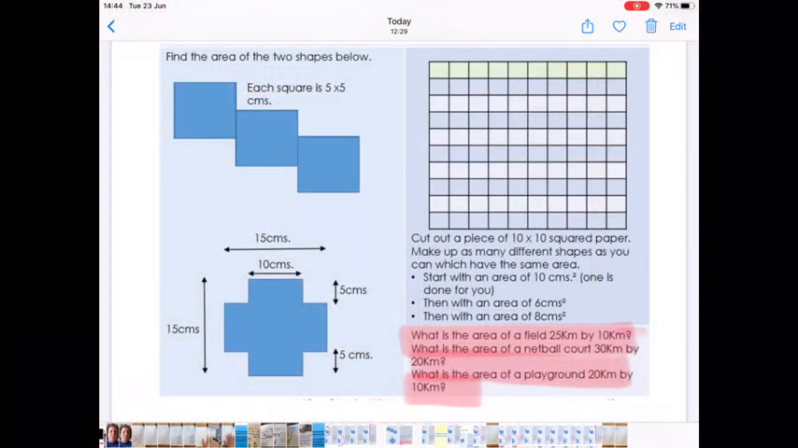For our next problem, we are going big. Let's see. What is the area of a field? 25 kilometers by 10 kilometers. What is the area of a netball court? 30 kilometers by 20 kilometers. What is the area of a playground? 20 kilometers by 10 kilometers.